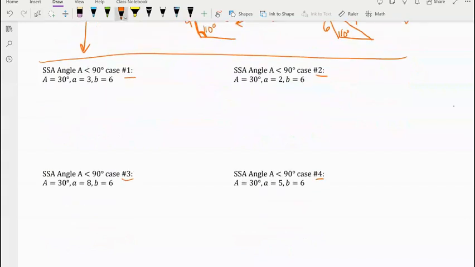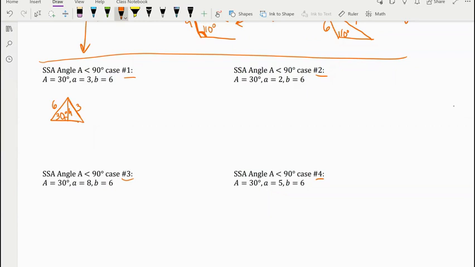So let's say you have 30 degrees here, A is 3, and B is 6. So the question is, how many triangles can I come up with where this is the case? What I want you to do for all of these cases is find the height first, because that's going to help me figure out if I'm going to have no cases or one case or possibly two triangles.